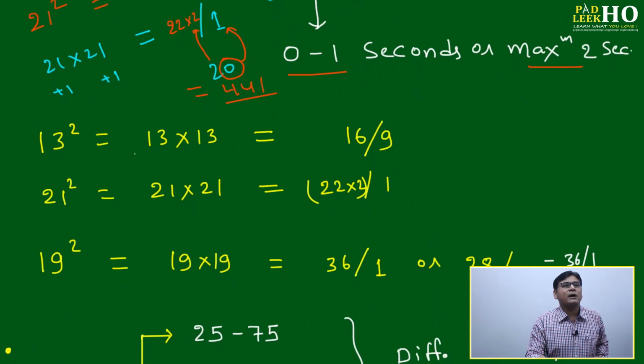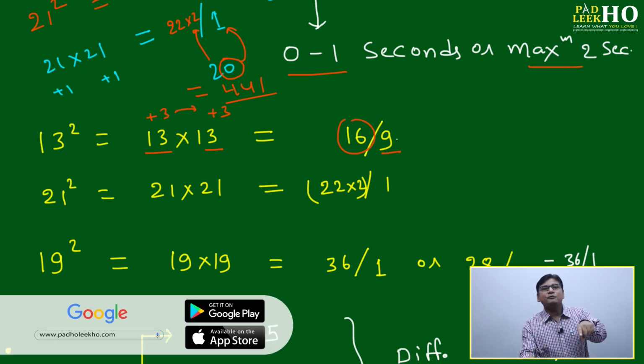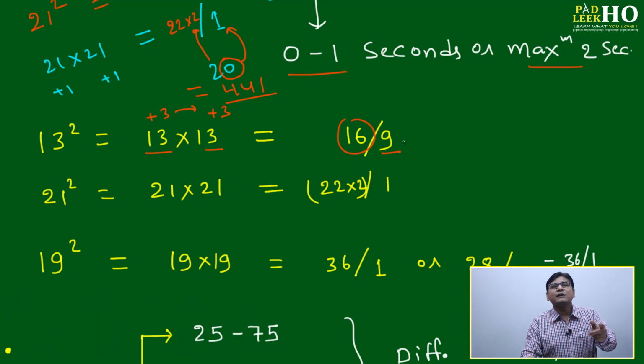Same thing for 13 square, 13 into 13. It is +3 and +3. Just add 13 plus 3, 16, over. Multiply 3 into 3, 9, over. It is only a problem if you get a 2-digit number on the right, which means you have to add that carry to this side. Like 21 square, 21 into 21, 22 into 2, like this.